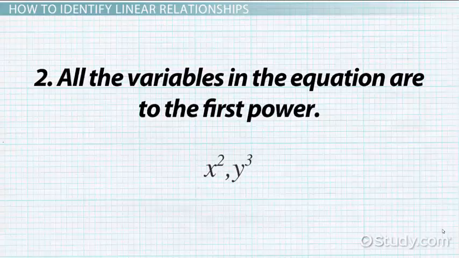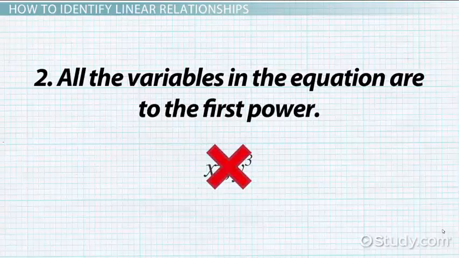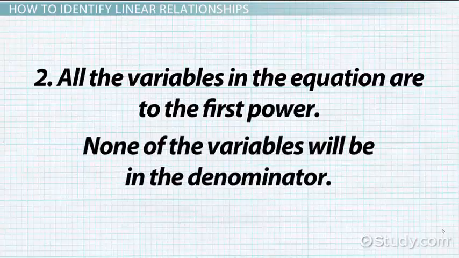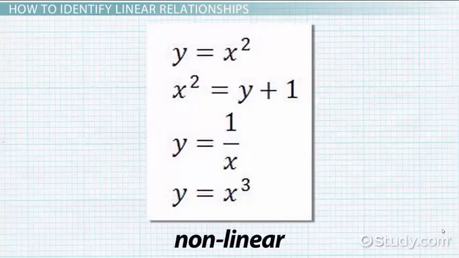None are squared or cubed or taken to any power. And also none of the variables will be in the denominator. These are examples of equations that do not have a linear relationship. You'll notice that these equations have variables that are squared and cubed. One equation has a variable in the denominator. When graphed, none will yield a straight line.